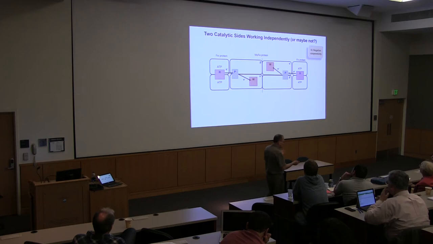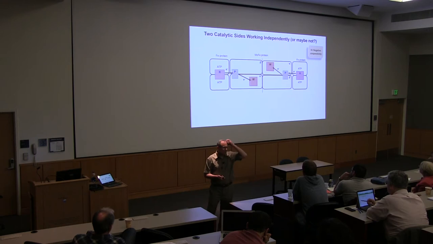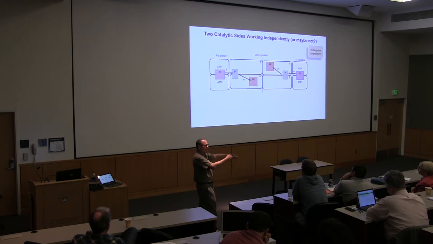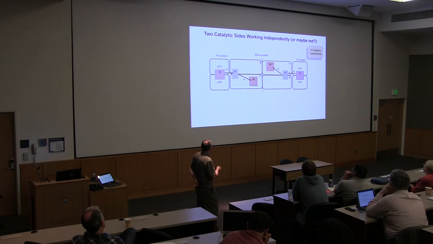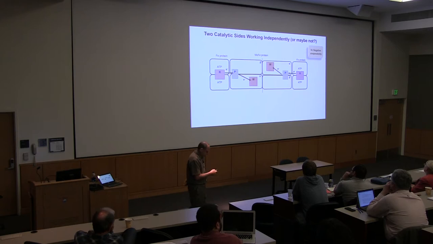The two sides are working independently, but it always nagged me, why would you make a protein that's like this? Maybe it's just part of evolution, right? It was evolved from some other protein. But why would you have these two halves here and they would work independently? So the title is Two Catalytic Sides Working Independently or Maybe Not. All right, so where does the maybe not come from?